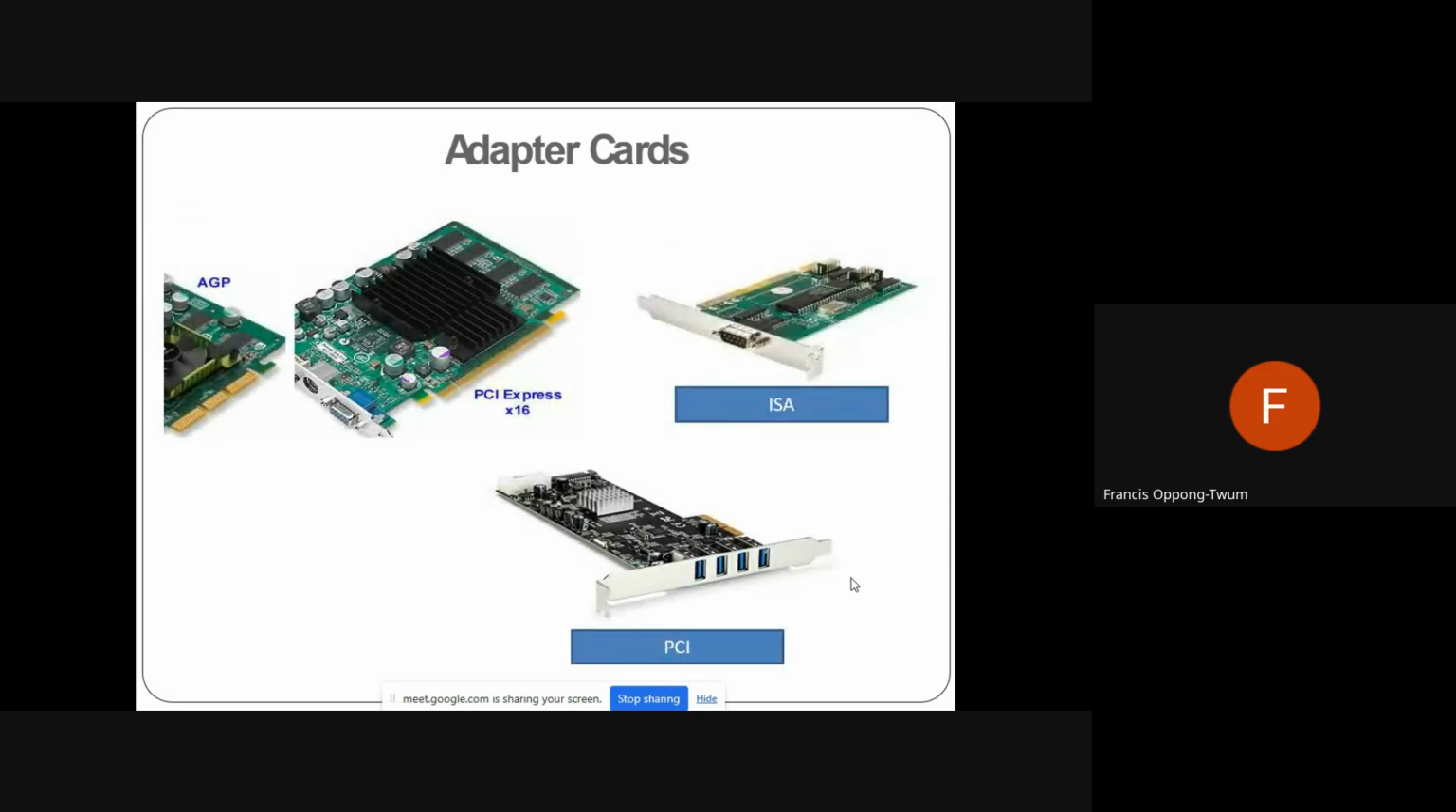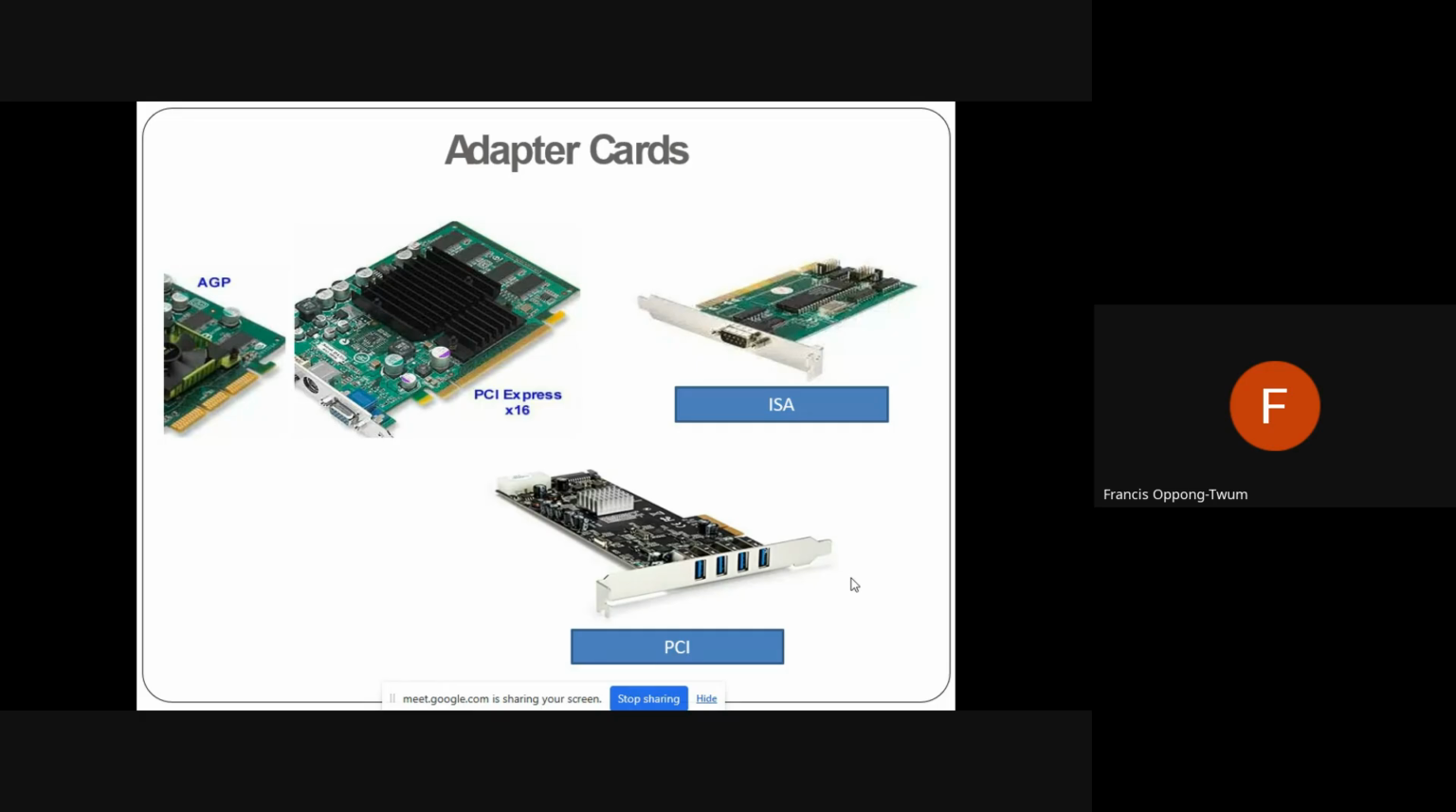So this is a picture of the AGP. We have a picture of the PCI Express. We have the ISA, and we have the PCI, and all those. So all these things are adapter cards that we see on the motherboard.